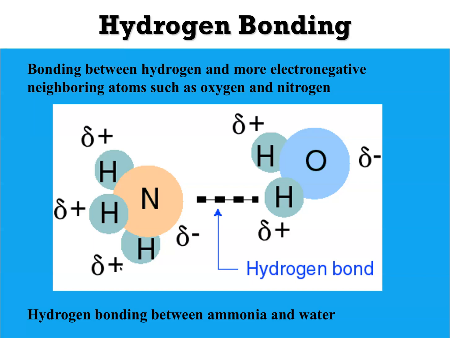Showing us the hydrogen bond here in the dashed black line. The electropositive hydrogen is attracted to a lone pair that is on this nitrogen. You can't see the lone pair, but we know that it is there. So again, hydrogen bonding requires hydrogen bonded to N, O, or F, and that electropositive hydrogen attracted to a lone pair on N, O, or F. This is showing between water and ammonia.